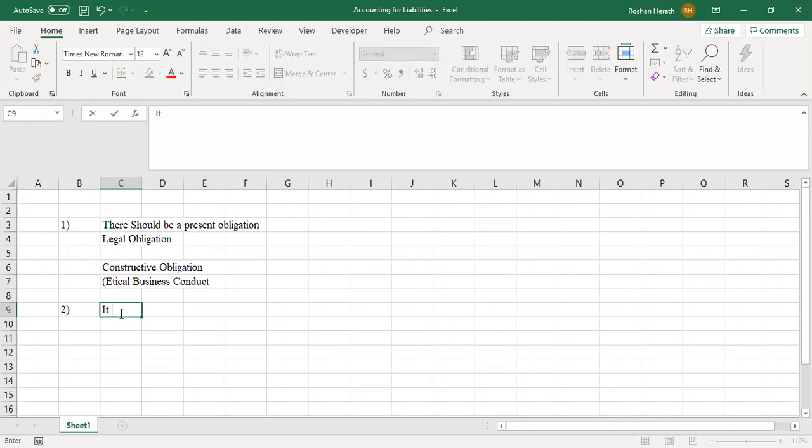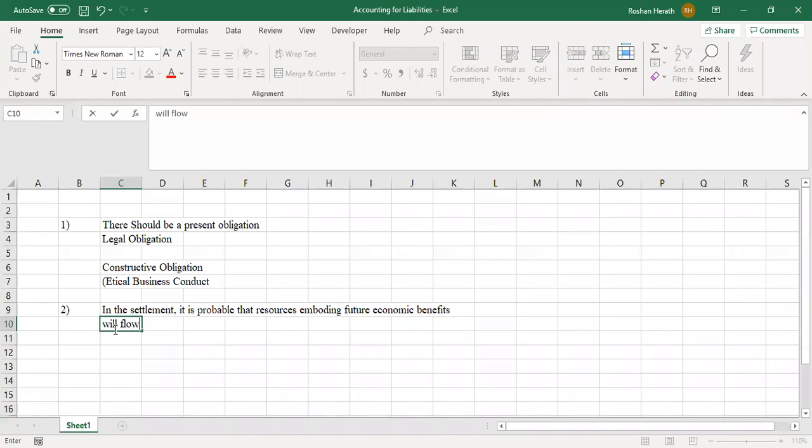It is probable that in the settlement, the resources embodying future economic benefits will flow from the entity.